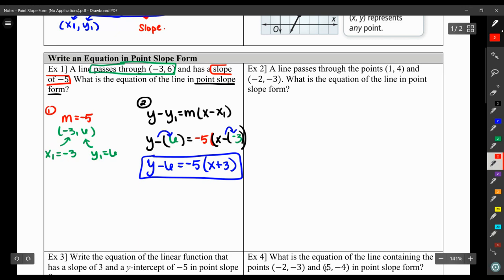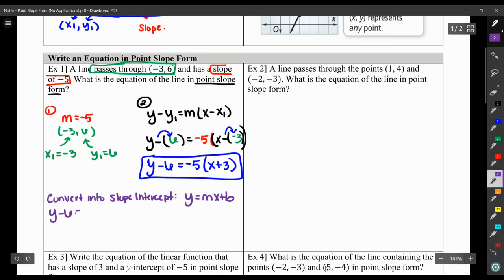Now, for some practice, if you were asked to convert into slope intercept form, well, slope intercept is y equals mx plus b. Notice what is alone on the left-hand side. So with slope intercept form, y is by itself. So if you were asked to take this point slope form and to convert it into slope intercept, you'd be solving for y. So let's practice that.